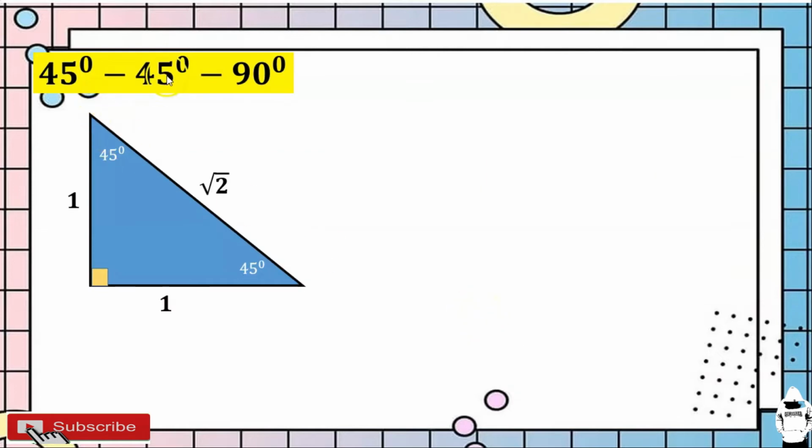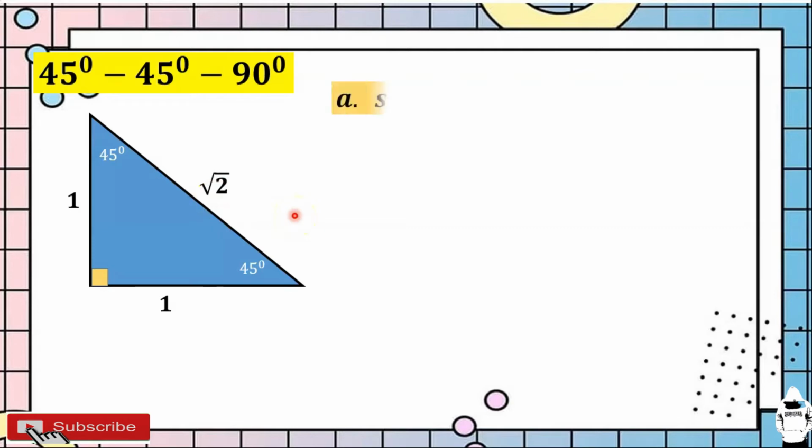Okay? Let's have this 45, 45, 90 degrees, or 45, 45, 90 right triangle. Based on this illustration, this is 45 degrees. This is also 45 degrees. If the measurement of our leg is 1, or this side is 1, the other one is also 1. Okay? And then, if we are going to get the hypotenuse, that is square root of 2 times the length. So, that is square root of 2 times 1, that is square root of 2.